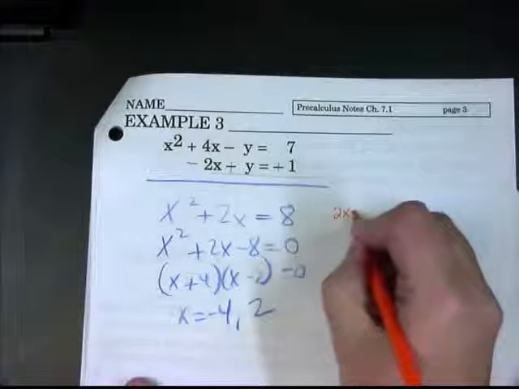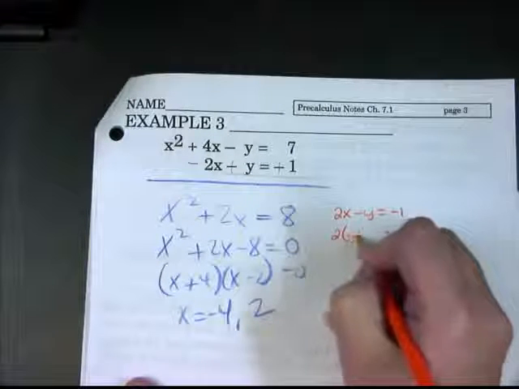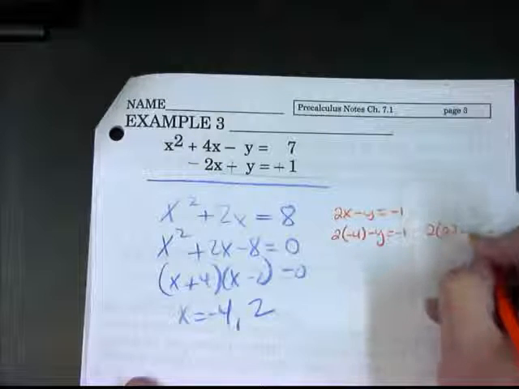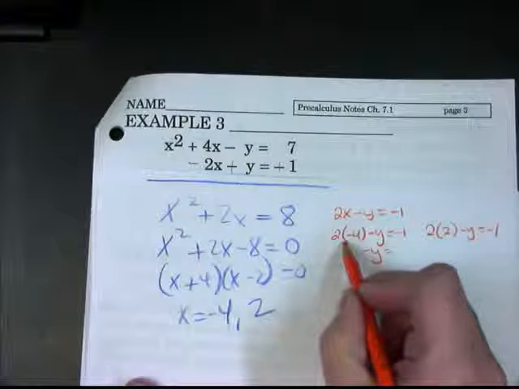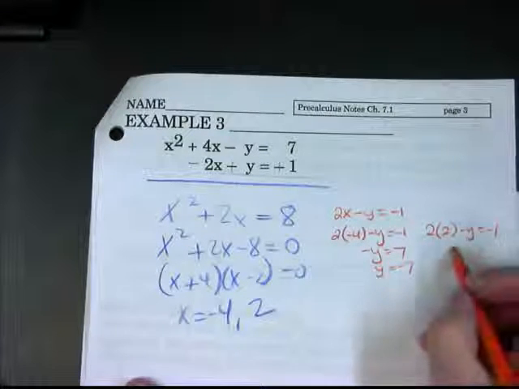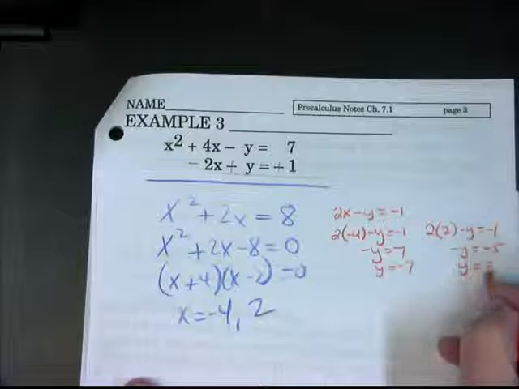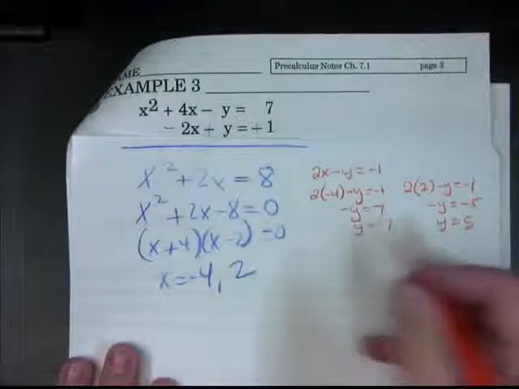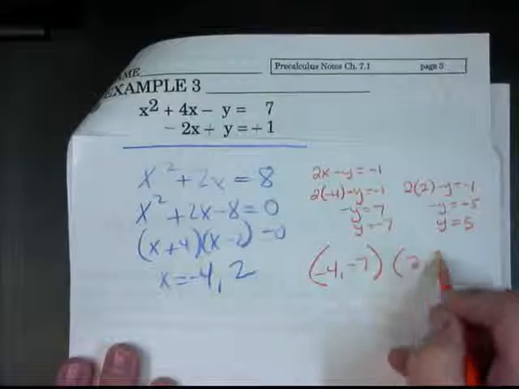So if I had 2x minus y is -1, so I'm going to replace the x with -4, and then I'm going to replace it with a 2. So I get -y is -8 added over 7. And -y is 4, so -5 is positive. Now I have two solutions. I have -4, -7, and 2, 5.